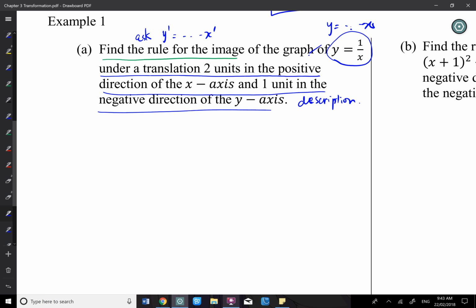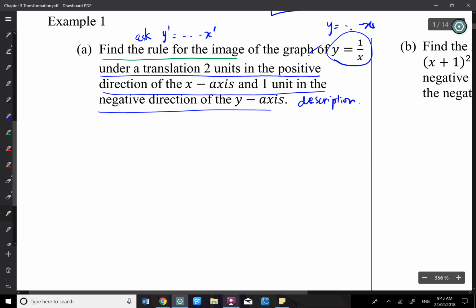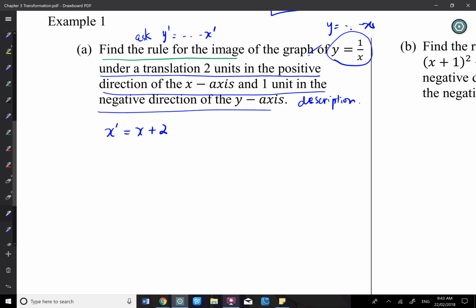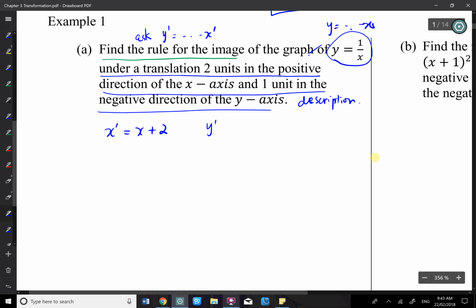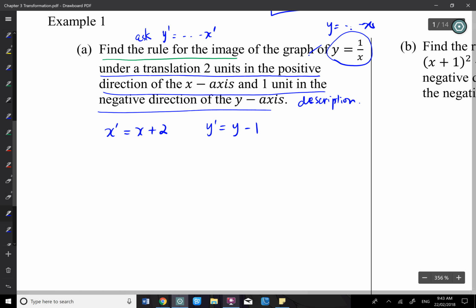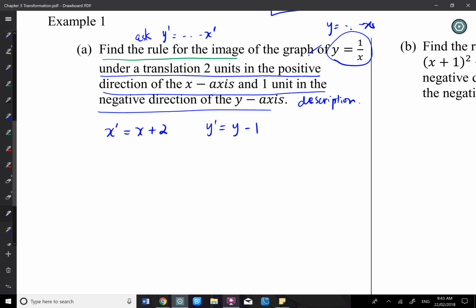So what you do is, the translation of 2 units in the positive direction of x-axis, that's x dash equals the old x plus 2, without thinking. Okay, that's it. And 1 unit in the negative direction of y-axis, y dash equals y minus 1. I know most of you can do this directly and give me the answer, but I want to go through the method, so that when we do harder questions, you know what to do. That's the first thing you do when you see the words: you change that into the x dash, y dash function. That's what you can have from the description.